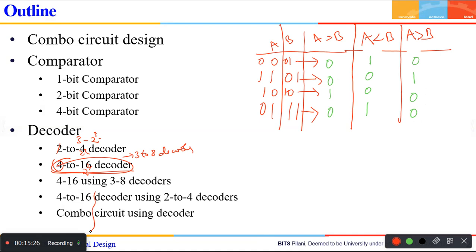Suppose you don't have a 4 to 16 decoder IC, a chip, available with you. You can use 3 to 8 decoders and construct a 4 to 16 decoder. Same function. Have you understood this? Okay. Now let us see how we design this.